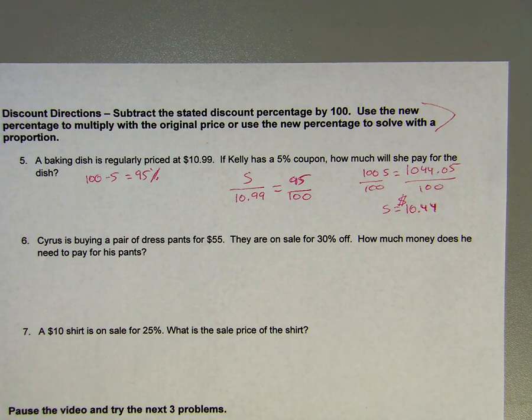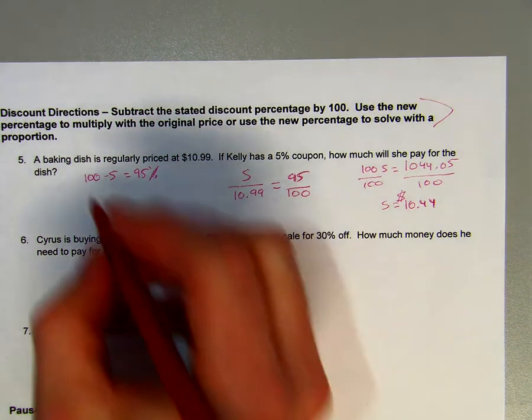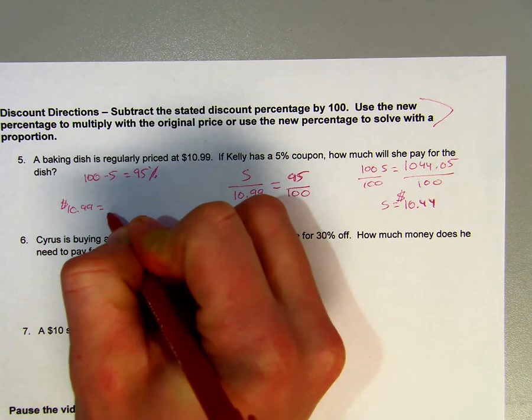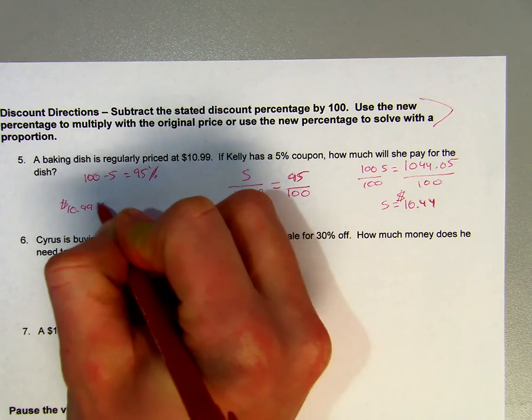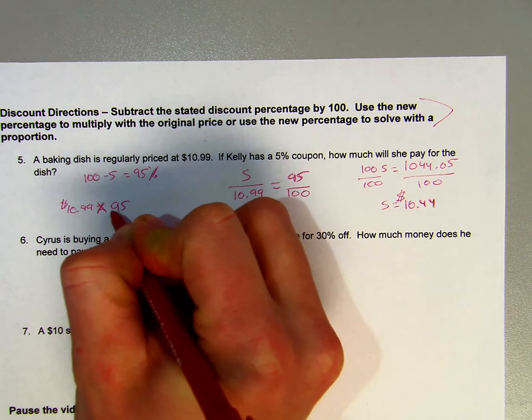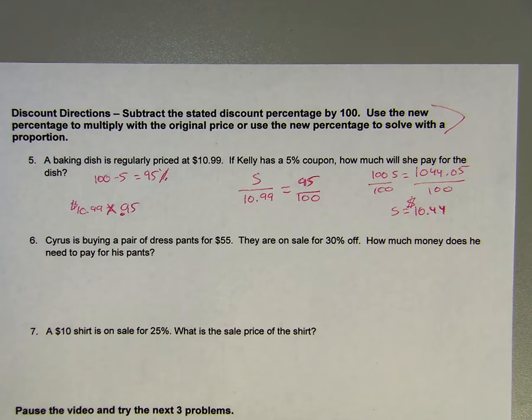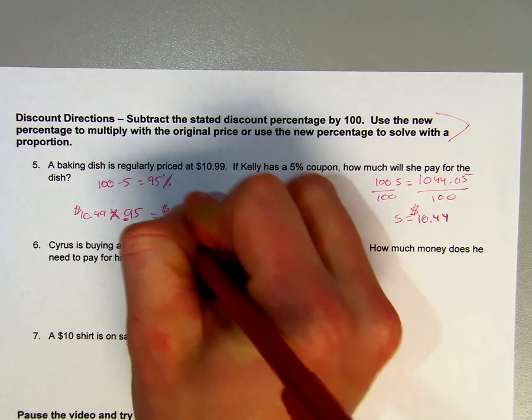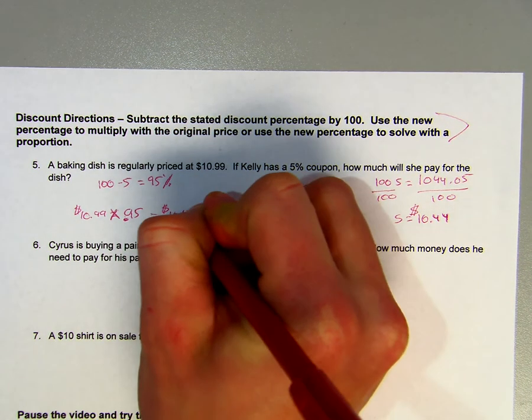Okay. My other method I could have used, I could have multiplied the original price, $10.99, by 95%. And remember, 95% decimal-wise is 0.95. When I multiply those, I get the same answer of $10.44.